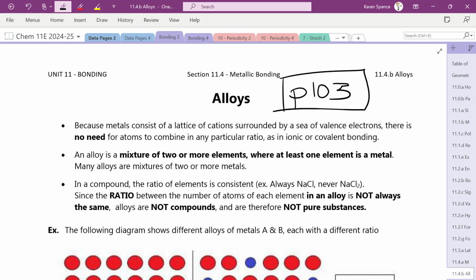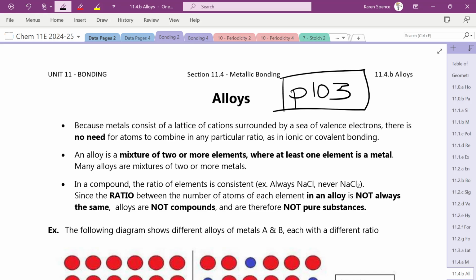Have you guys heard of alloys? Do you know what alloys are? They are metals with other, usually metals, but sometimes non-metals mixed in. So stainless steel is an alloy. Stainless steel is made of iron plus carbon, usually plus chromium. Sometimes there's a little nickel.